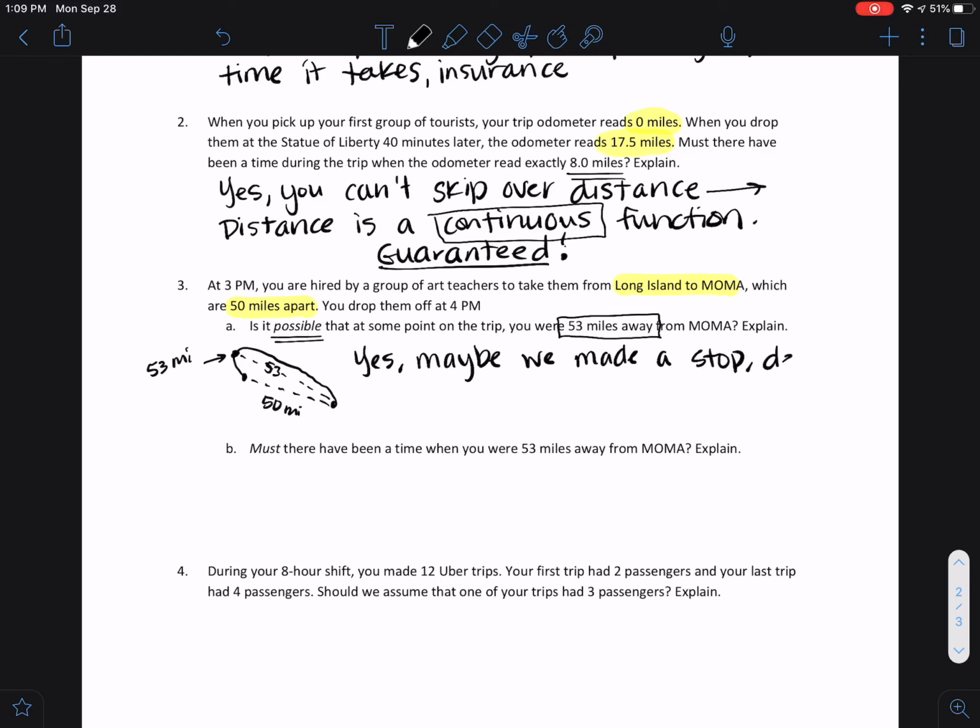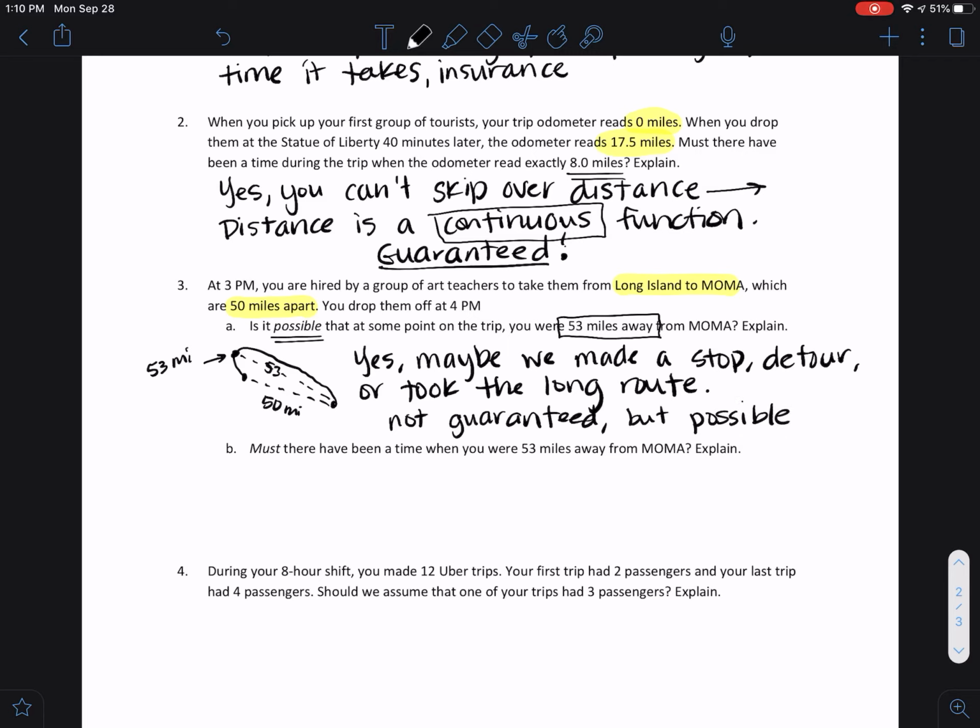A detour, or took the long route. Okay, now it's not guaranteed, but it is possible. Not guaranteed, but possible.